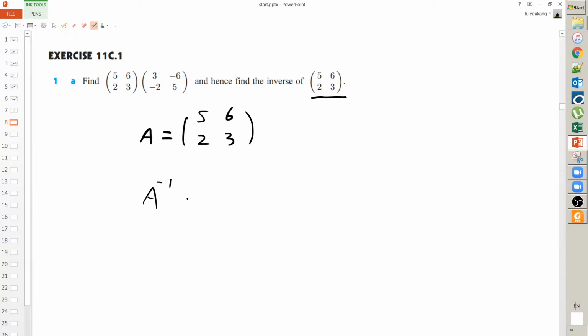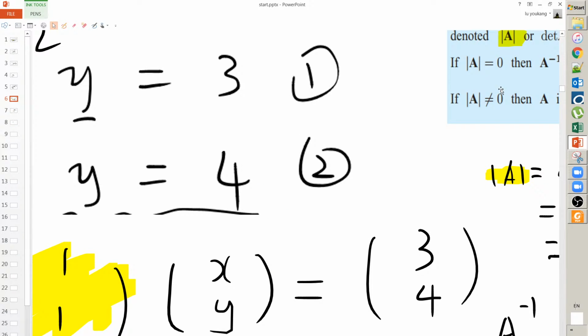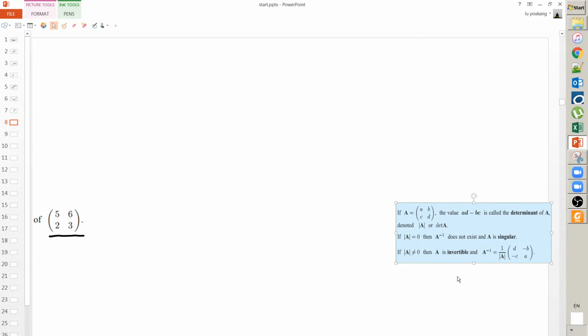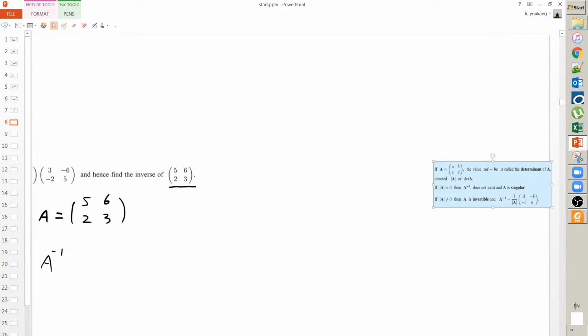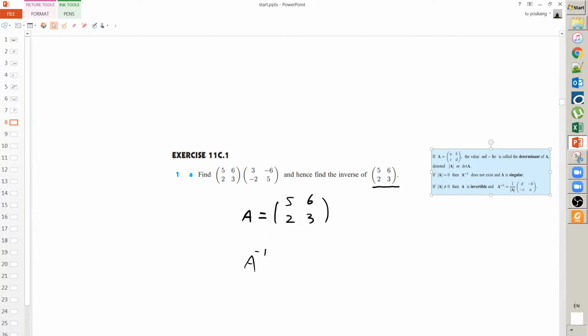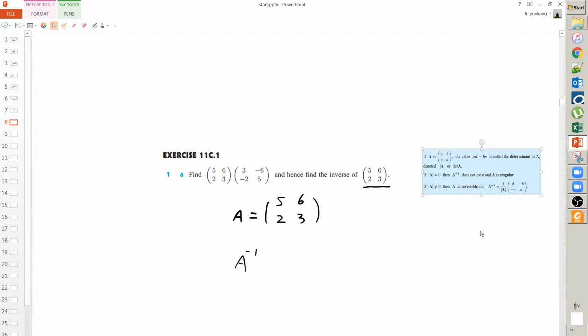So first thing first, I need to take the formula to this page. I need to put it side by side. So I just need to make use of the formula. Of course, if you want to memorize it, by all means, go ahead. But for me, I don't think you should memorize it if it's given in your formula booklet. So over here, the inverse of A is actually 1 over determinant A, and then D, and then minus B, and minus C, and then A. So basically this is the formula.